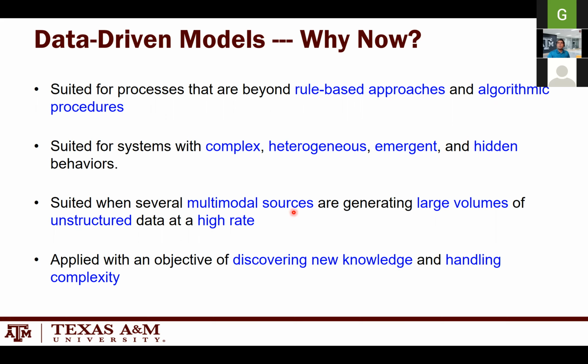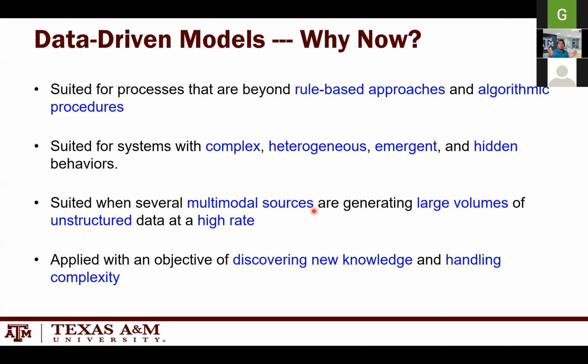So what is a multimodal source? For example, when I'm talking to you, I'm using my hand gestures, I'm using my expression, I'm using my voice. This is multimodal. I'm using a lot of different modes of communicating. So if you have just one type of source, let's say a pressure measurement, then I don't think machine learning is really suited for it.